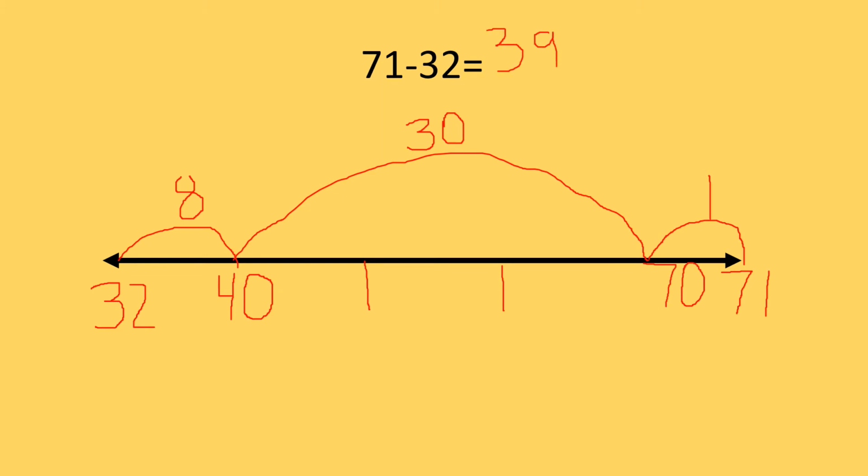I can prove that answer to be true, boys and girls, because 32 plus 39 equals 71, and 39 plus 32 equals 71. 71 minus 39 equals 32, and 71 minus 32 equals 39. Boys and girls, that's your fact family. We've been learning that since the beginning of the year. That's how we prove that 71 minus 32 equals 39. Let's try another one.